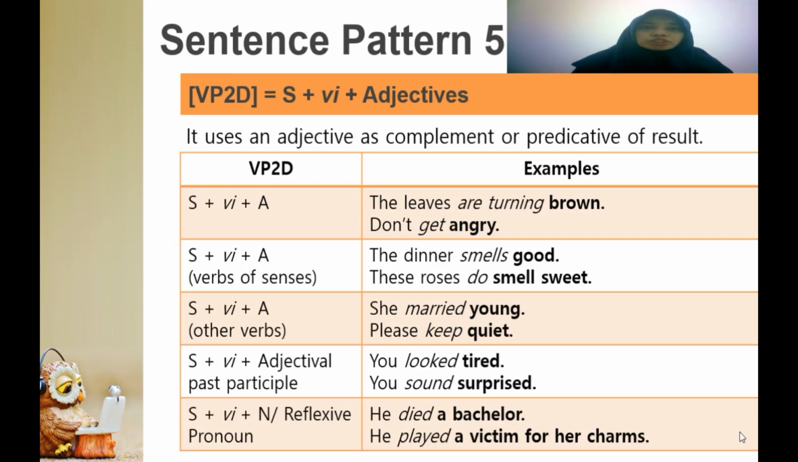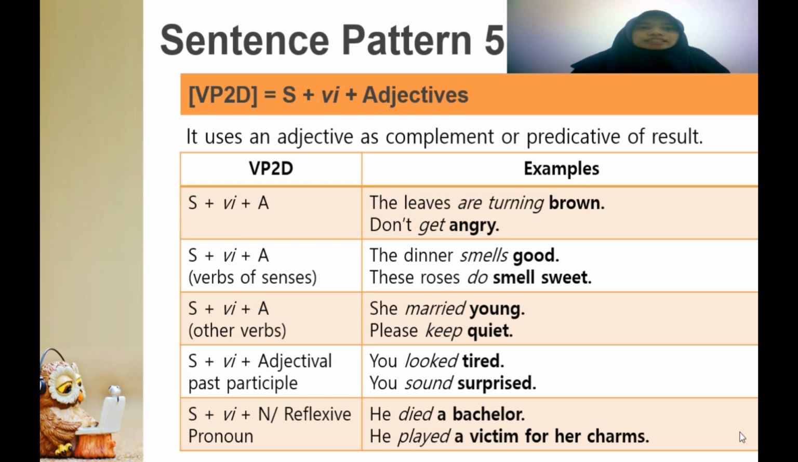Alright, so the last sentence pattern is sentence pattern 5 or verb pattern 2D. The formula is subject plus verb intransitive plus adjective. It uses an adjective as complement or predicative of result. There are some formulas for these patterns. The first is subject plus verb intransitive plus adjective. As an example, we have the leaves are turning brown and don't get angry. So here, the leaves is the subject, and then are turning is the verb intransitive, and brown is the adjective.